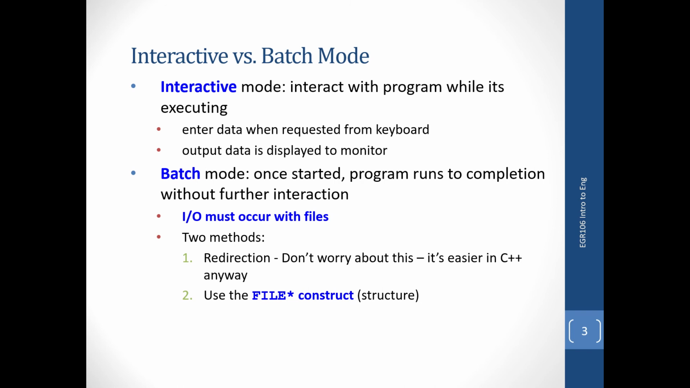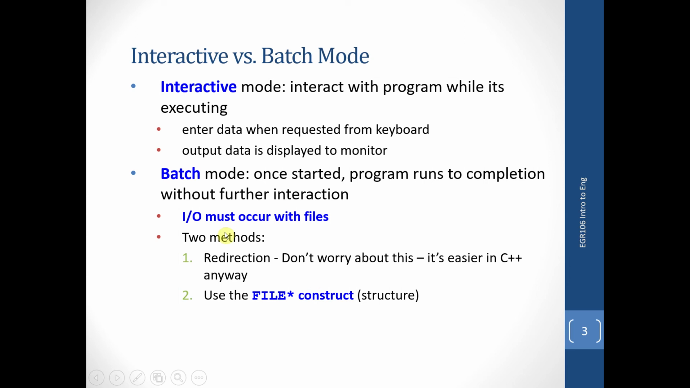Another way you can run programs is called batch mode, and that means once you start the program, it just keeps running without you having to do anything. So this would be like doing a bunch of calculations or taking data in from a source like a sensor or something. But what we're going to focus on here is I/O that must happen within a file. So we're talking specifically here about using files.